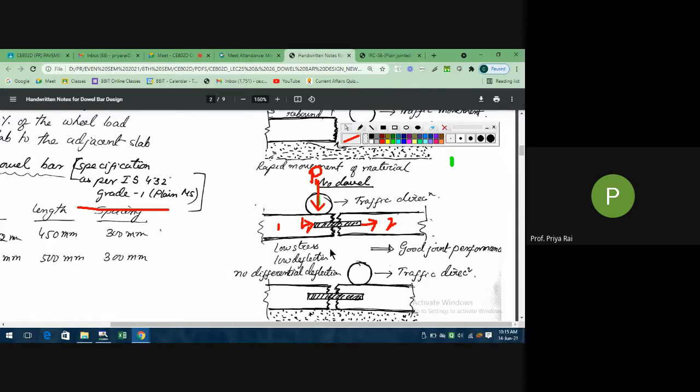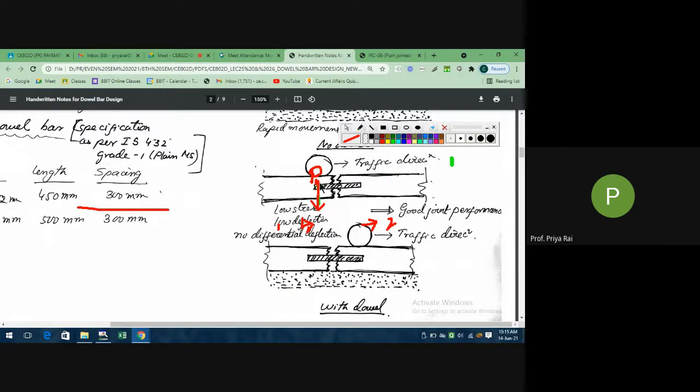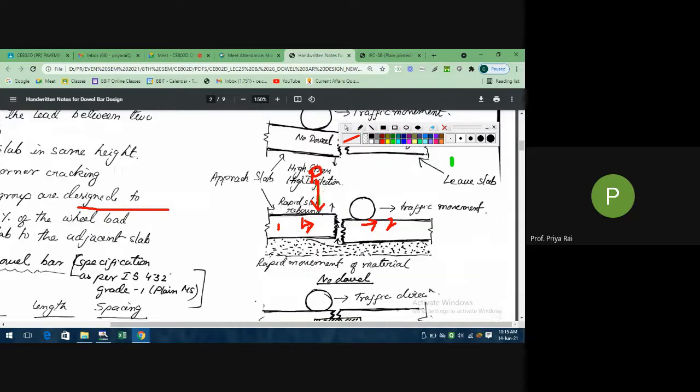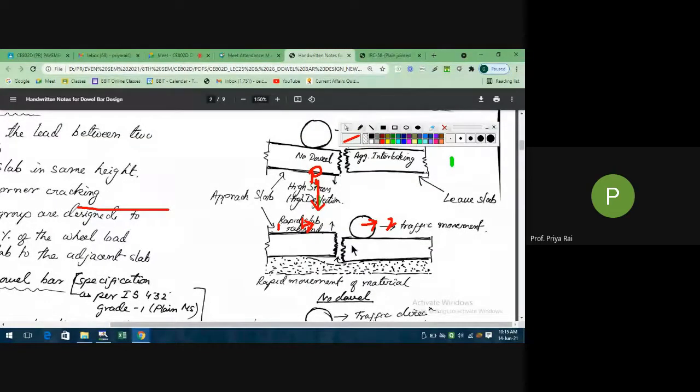And see, if there is a dowel bar, there is no differential deflection, right? When your wheel load is here, the level is the same. When the wheel load is transferred here, it is the same. So no differential deflection, which means there is no jerking. So your riding will be comfortable if the joints are connected with these dowel bars, instead of like this. See, if that happens, then there will be jerking, so you will feel uncomfortable while riding on such pavements.